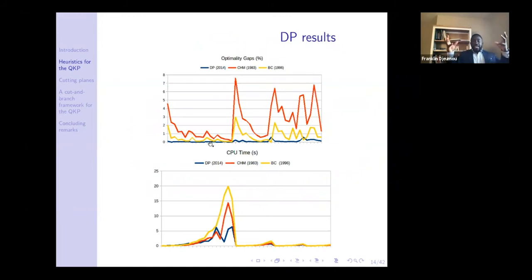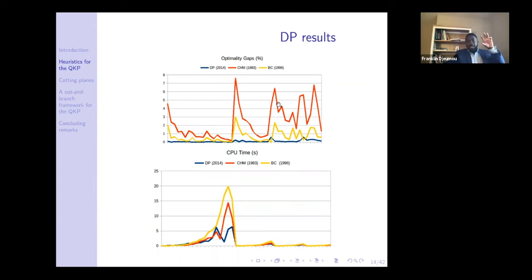We try to compare the new algorithm with the existing heuristics found in the literature. The CHM is by Chailloux Hansen. This is Pierre Hansen from HEC Montreal, and Billionnet and Calmels. Those were the best two deterministic heuristics so far for the quadratic knapsack problem, and they are represented by the red and yellow lines.